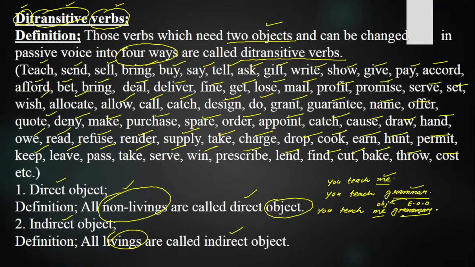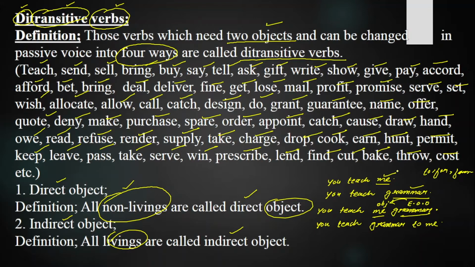If I want to bring grammar first, note that we prefer the indirect object, the living thing, a lot. If you say no, I want to bring the non-living thing first, then the structure of the sentence will be changed. You'll say: you teach grammar to me. Then we take the support of a preposition. Different prepositions take different places, like to, for, and from.